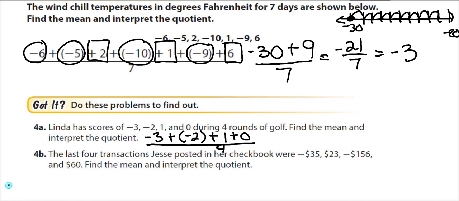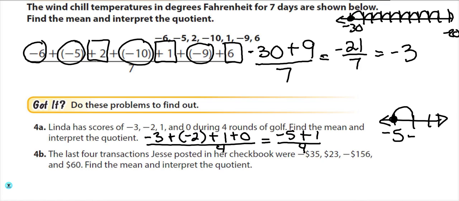Okay, so let's group the negatives together. So we have negative 3 plus negative 2. That's going to give me negative 5 plus, and then I have 1 plus 0, which is 1. And then we have 4. All right, so again, if I have a number line, okay, if I'm at negative 5 on the number line, I need to add 1, so I just jump over 1 spot. That's going to make it negative 4. So I get negative 4 over 4, which is going to give me negative 1.